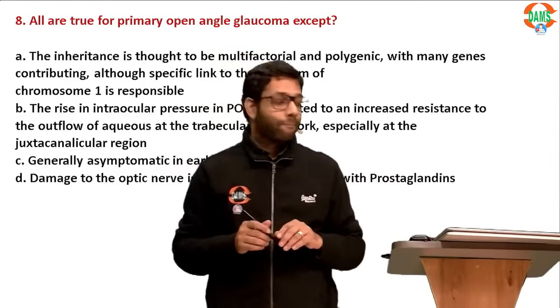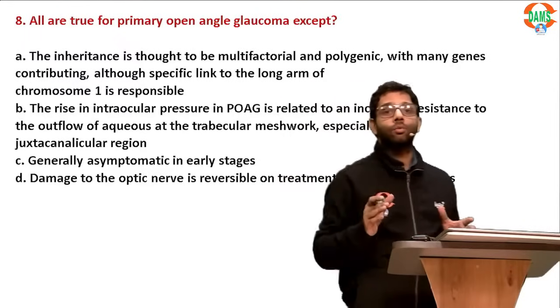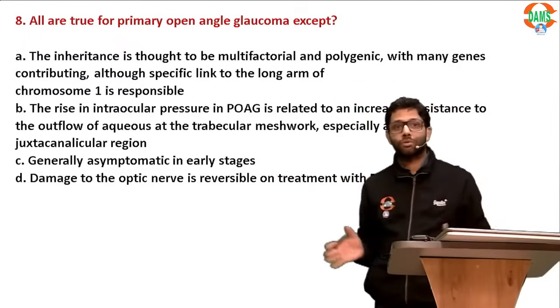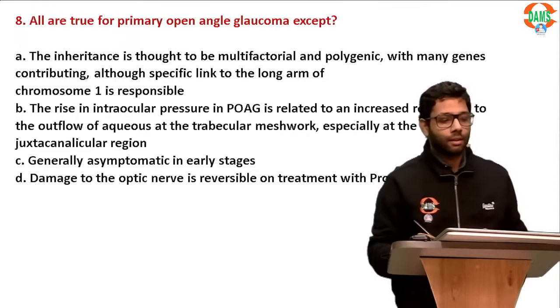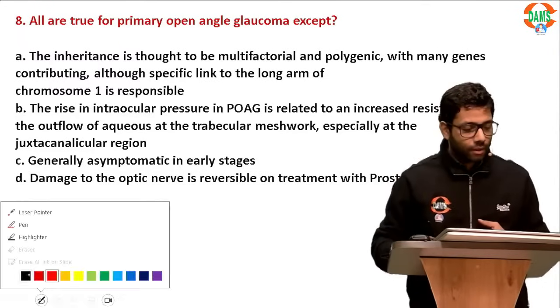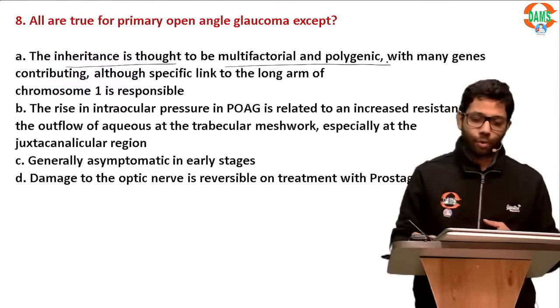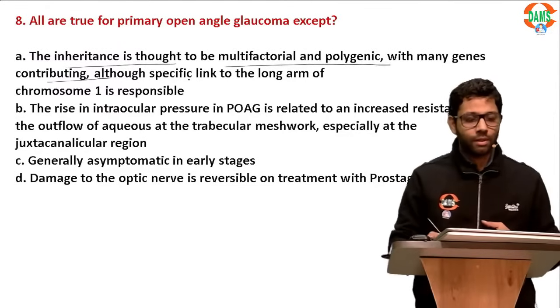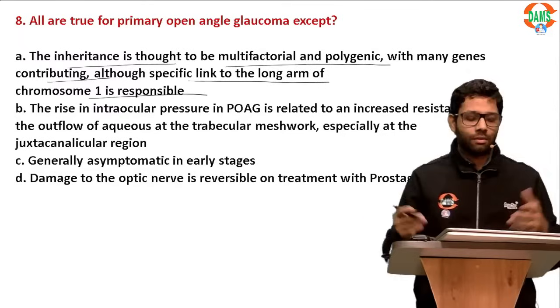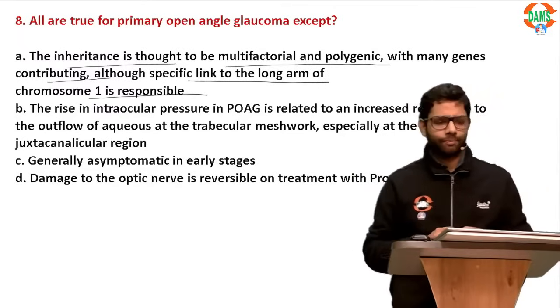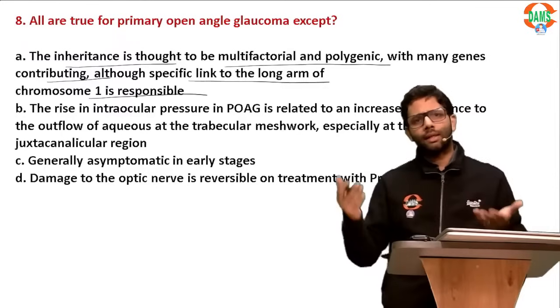Now, open angle glaucoma, a very big question. We have to see it line by line. 8th question. The inheritance is thought to be multifactorial, polygenic, many genes contributing, specific to the long arm of chromosome 1. It doesn't matter if you don't know. Sometimes in the options you don't know. Let us see the other options.